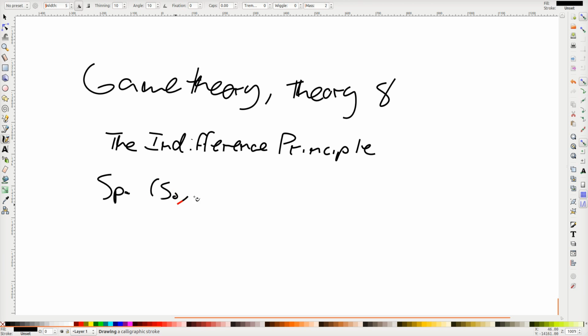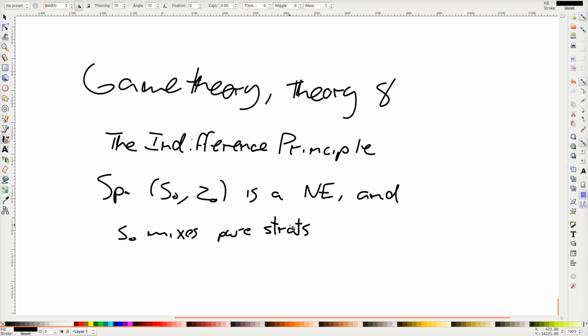Suppose S naught, Z naught is a Nash equilibrium. So Nash equilibrium, remember, is a pair of strategies. This is your strategy, this is your opponent's strategy, and they maximally exploit each other. And S naught is a mixed strategy, and it mixes pure strategies, and we're going to call those pure strategies S1, S2, ... Sn. So for example, this would be rock, paper, and scissors.